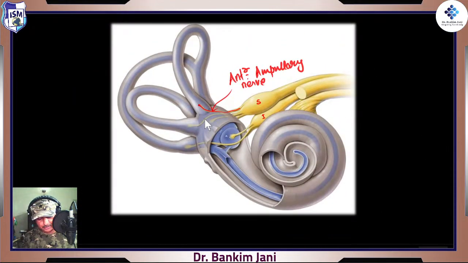Here it is. This one is anterior, this one is posterior, and this one is lateral. For the lateral, see, a very nice branch is going. So that is the lateral ampullary nerve. Here it is, the lateral ampullary nerve.